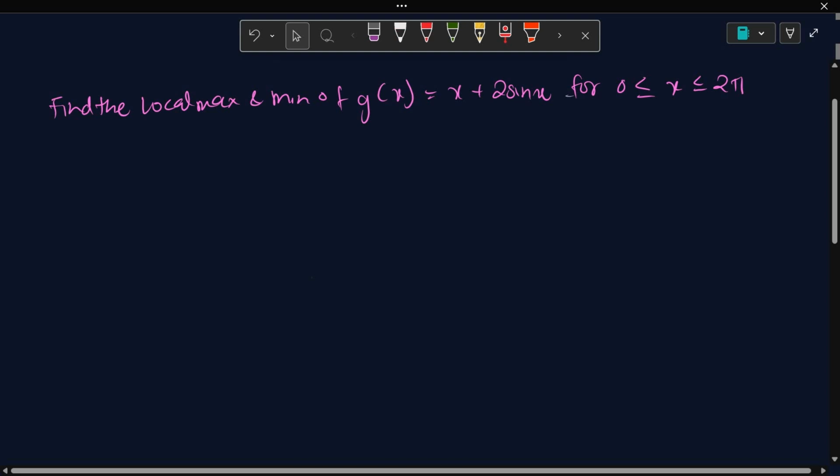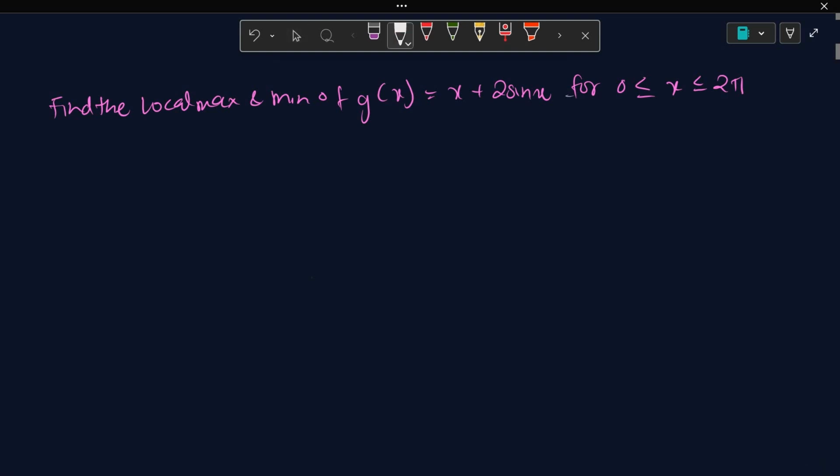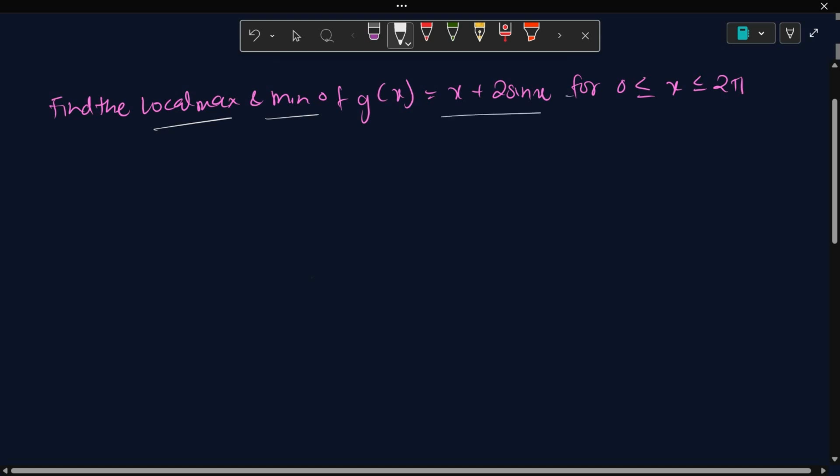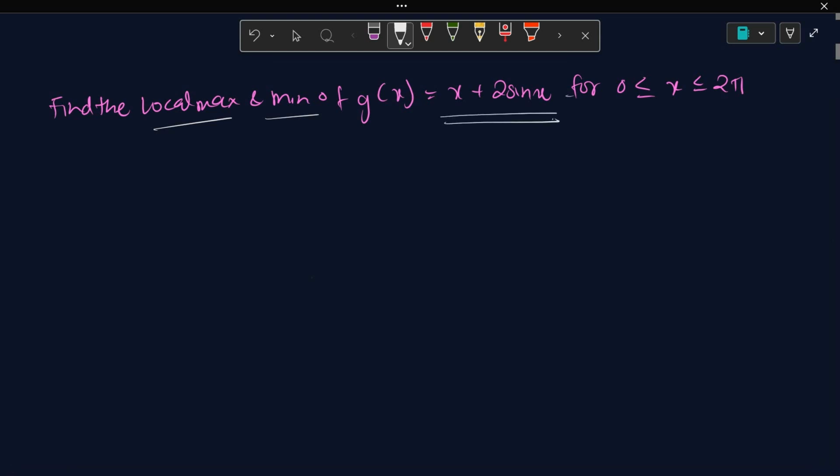Hi guys, welcome back. In this video we're going to find the local max and min of this given function. This is the part 2 of the previous video, because in my previous video I showed you how to figure out the critical points and the increasing and decreasing intervals of the function. I talked about the whole steps in detail in that video.